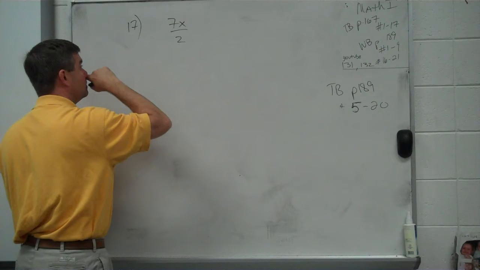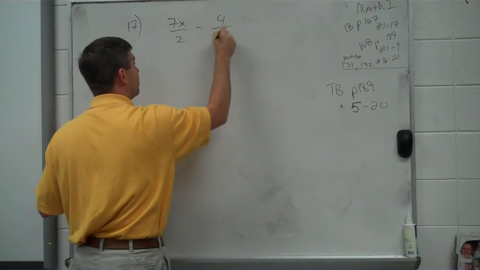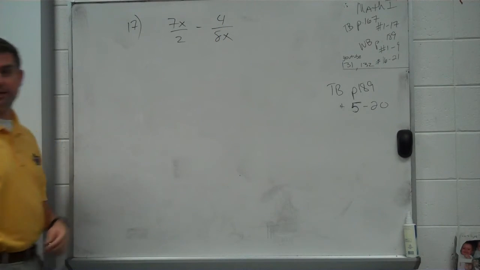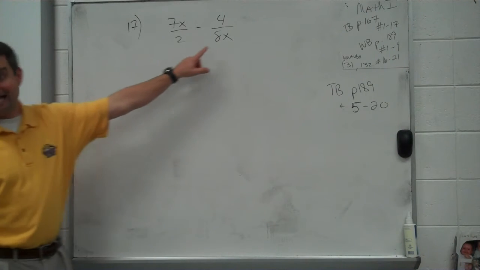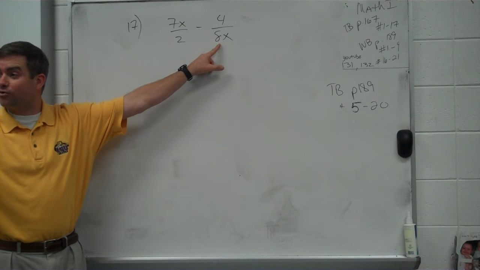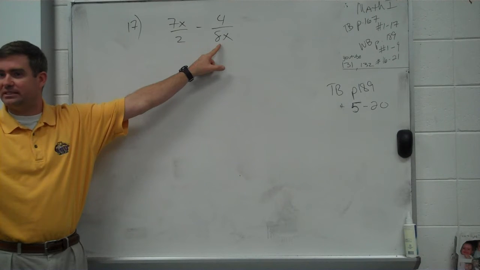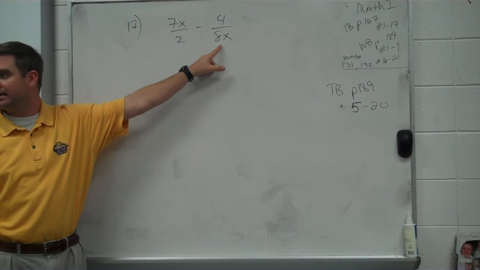7x over 2, minus 4 over 8x. Is that right? We got that right? What's the first question you have to ask yourself? What is the LCM? And what is it in this case? 8x. 16x is okay. You could still get the right answer with 16x, but it's not the least common multiple.